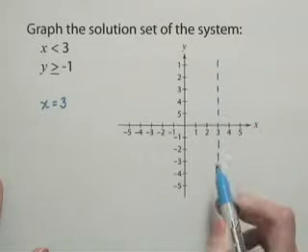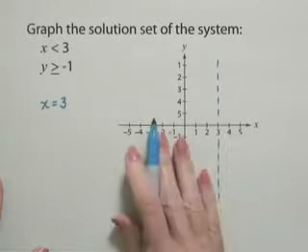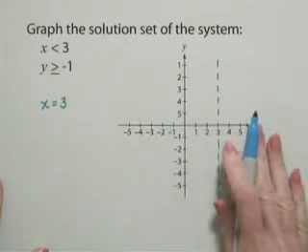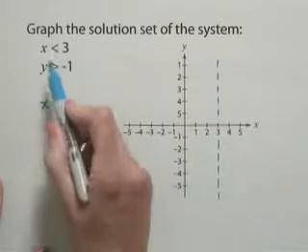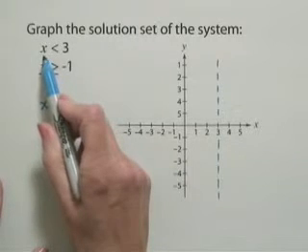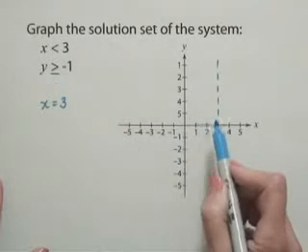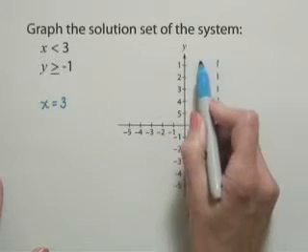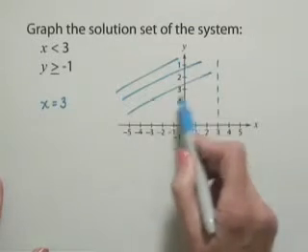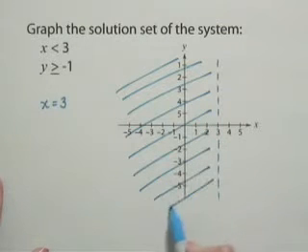Next, we need to see that the vertical line divides the plane into two half planes. There's the section to the left of the vertical line and the section to the right. To determine which side we shade in, we're going to look back at the inequality. We see that x should be smaller than 3, so therefore we want to shade in to the left, as that would give us all x values less than 3. So we're just going to shade in this half plane, which is to the left of the dashed line.